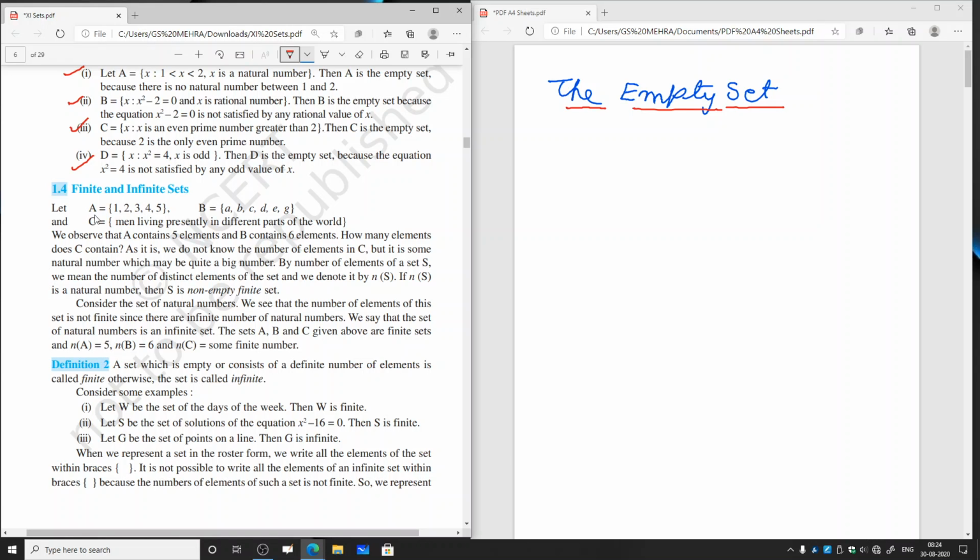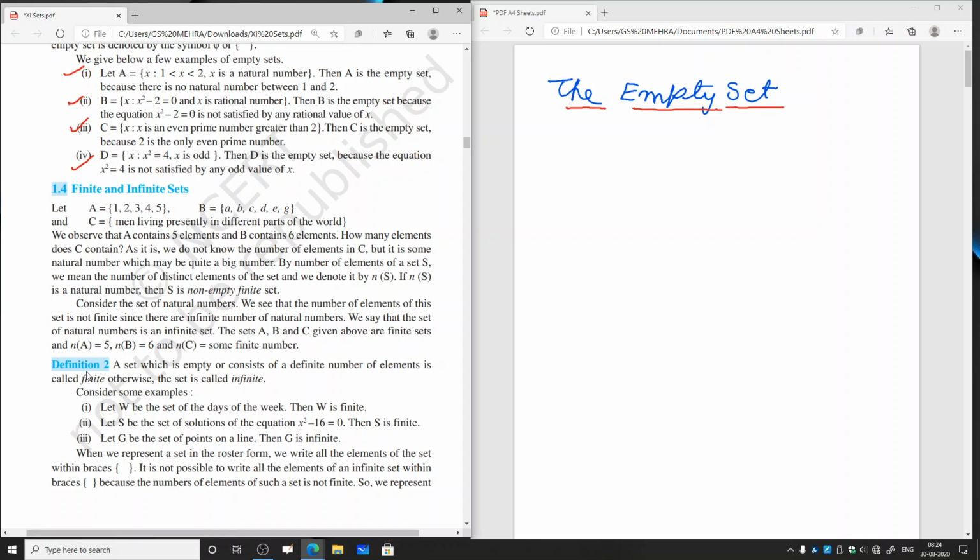Next, finite and infinite sets. A set in which you can count the number of elements, or if it is an empty set, is known as a finite set. If you cannot count the number of elements in a set, then it is known as an infinite set. Here there are three examples: A equal to 1, 2, 3, 4, 5; B equal to a, b, c, d, e, g; and C equal to men living presently in different parts of the world. Present means at a particular time. This also can be counted. Suppose a particular time is given, at that time how many people are there in the world, that can be counted. So all these three are finite sets.